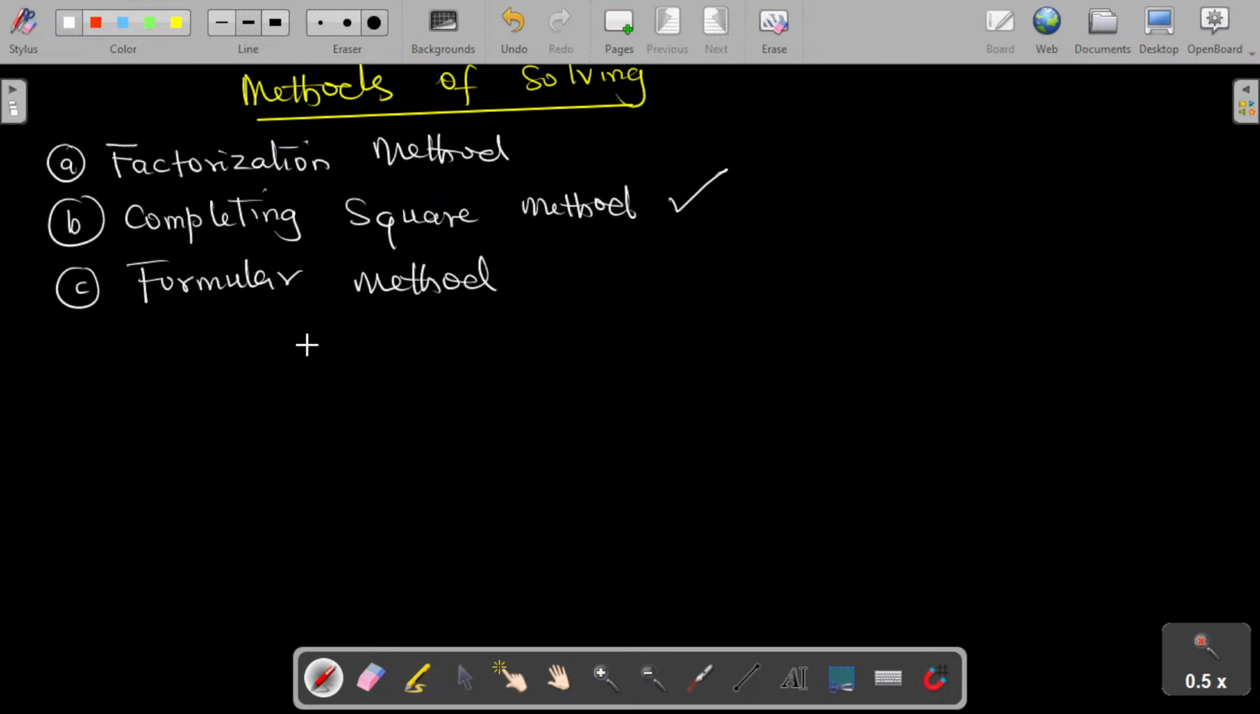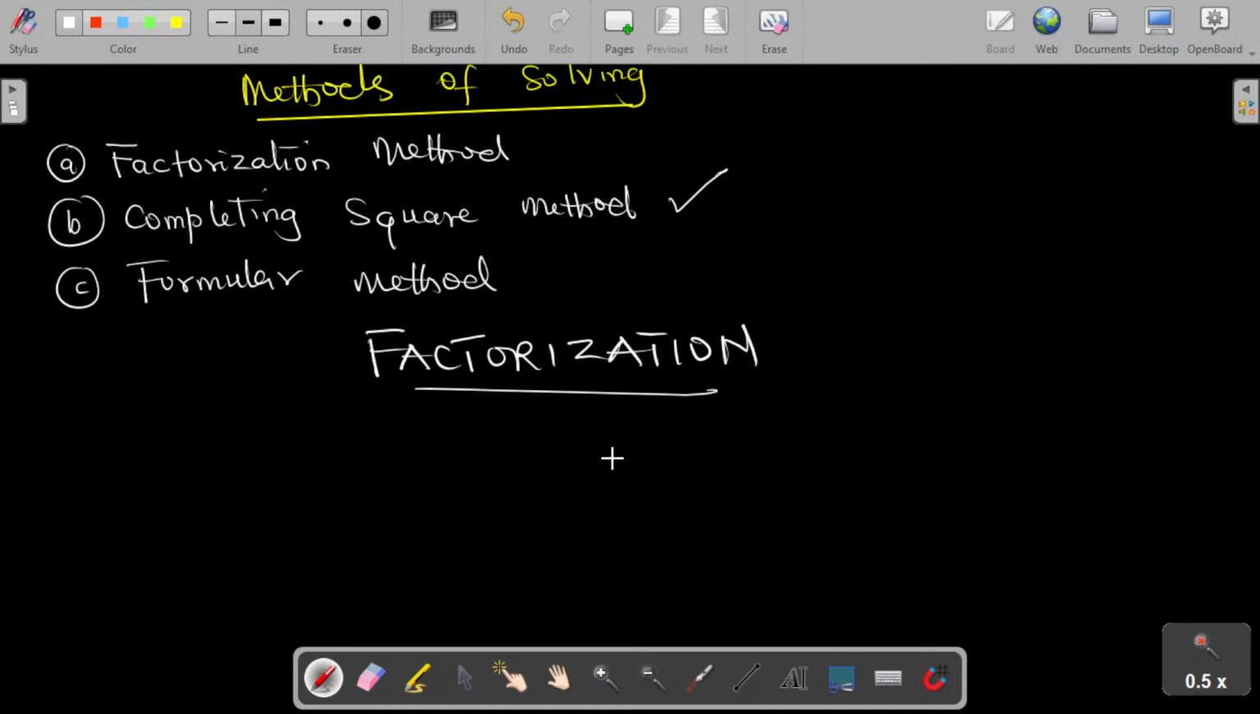Okay, so for factorization method, that is the first method we want to look at. What is it all about? Factorization method, I think I've used it in class. Let's take it that we have one example. Let's use an example to explain it. So assuming that we have x squared plus maybe 5x plus 6 equal to 0. How do we solve this?